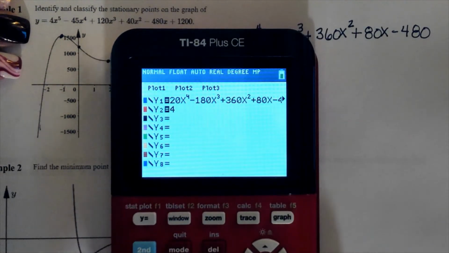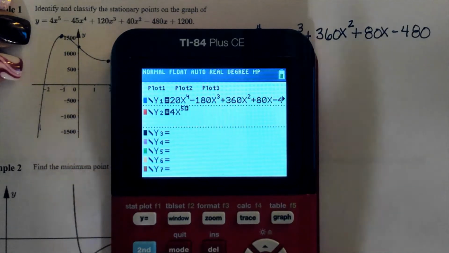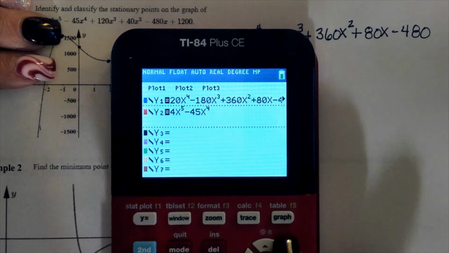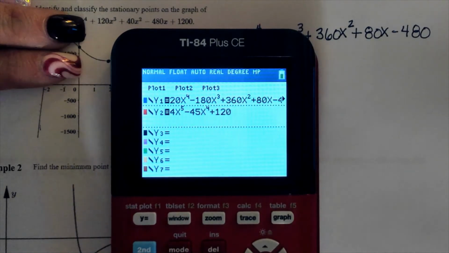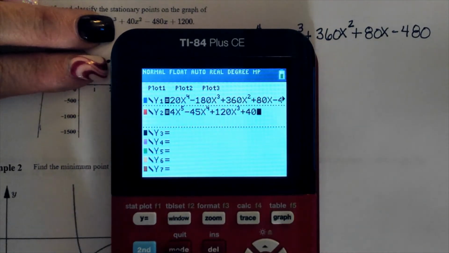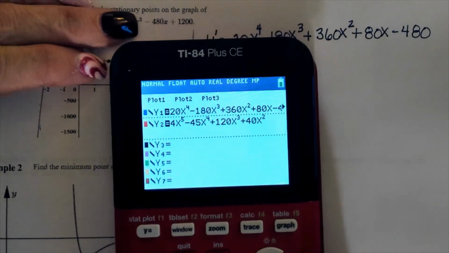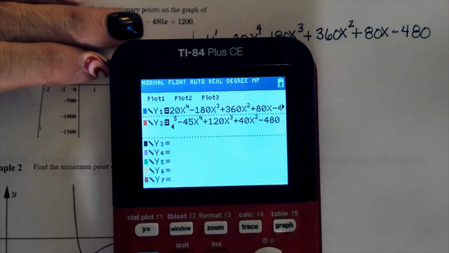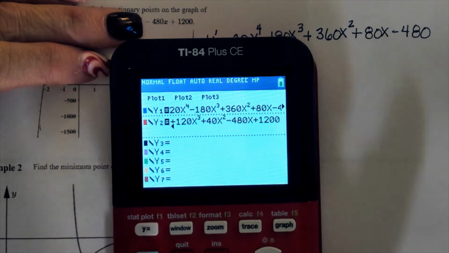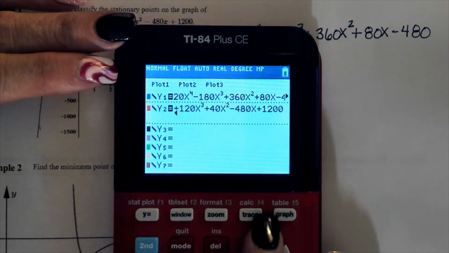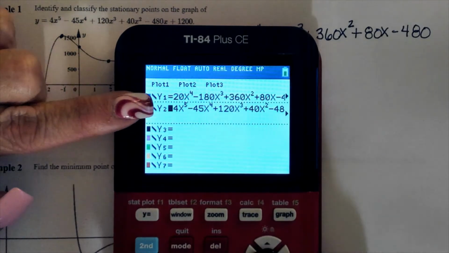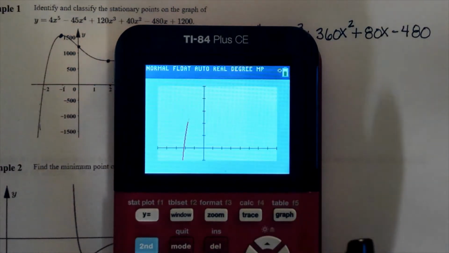So 4x^5 minus 45x^4 plus 120x^3 plus 40x^2 minus 480x plus 1200. Okay, now just another reminder on your calculator: you can go to the equal sign, hit enter, and it will unhighlight it, and that way when I graph it, it won't graph that one.